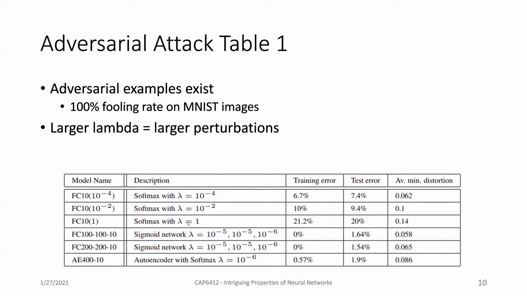So the authors here were trying to change the hyperparameter lambda to include regularization in the network and to see if they could still get the adversarial examples. But increasing the lambda here, as you see from 10 to the power minus 4 to 10 to the power minus 2 to 1, has definitely increased the average minimum distortion, making the attack more difficult. But on the other hand, a larger lambda also means the accuracy is less on clean images. So if we increase the lambda, the test error keeps increasing. The training error and the test error here are on the clean images.